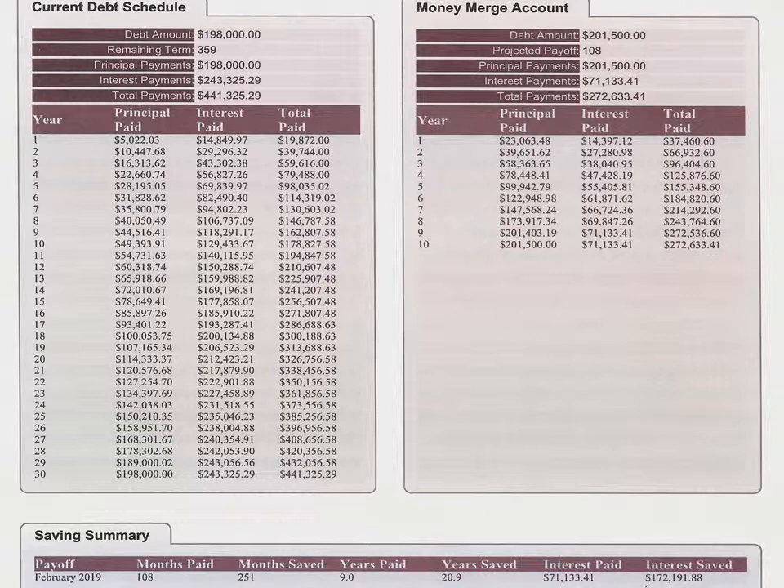Now, if you go to the bottom of the page, it gives us the results more specifically. They're going to save 251 payments, or months, getting out of debt. The total interest they're going to pay back is $71,000 instead of $243,000. They're going to save $172,000 in interest. Now, do you think people can get excited about that?